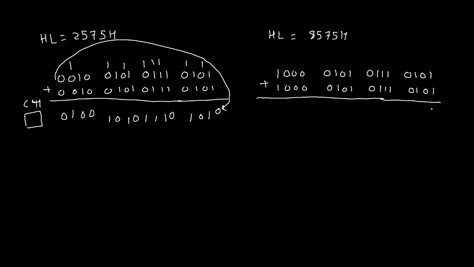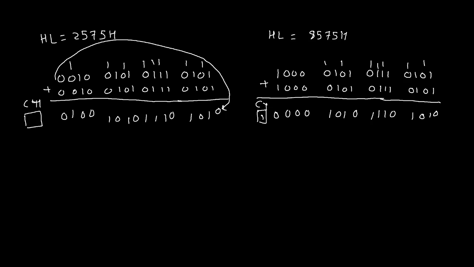So 1 plus 1 is 0 with carry 1, 1 plus 0 plus 0 is 1, 1 plus 1 is 0 with carry 1, 1 plus 0 is 1, 1 plus 1 is 0 with carry 1, 1 plus 1 plus 1 is 1 with carry 1, 1 plus 1 plus 1 is 1 with carry 1, 1 plus 0 is 1, 1 plus 1 is 0 with carry 1, 1 plus 0 is 1, 1 plus 1 is 0 with carry 1, 1 plus 0 is 1, 0 plus 0 is 0, 0 plus 0 is 0, 0 plus 0 is 0, 1 plus 1 is 0 with carry 1. In this case, we can see that every bit is shifted towards the left except the last bit. This last bit hasn't been copied to this position. Instead, this bit has been copied to the CY bit.